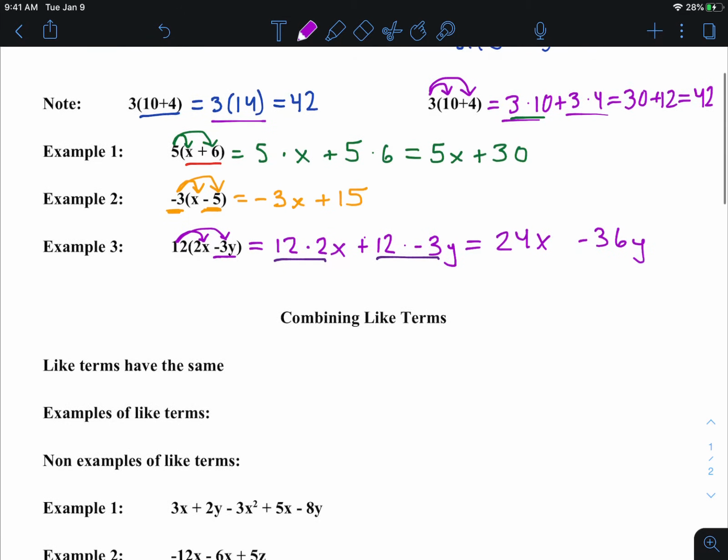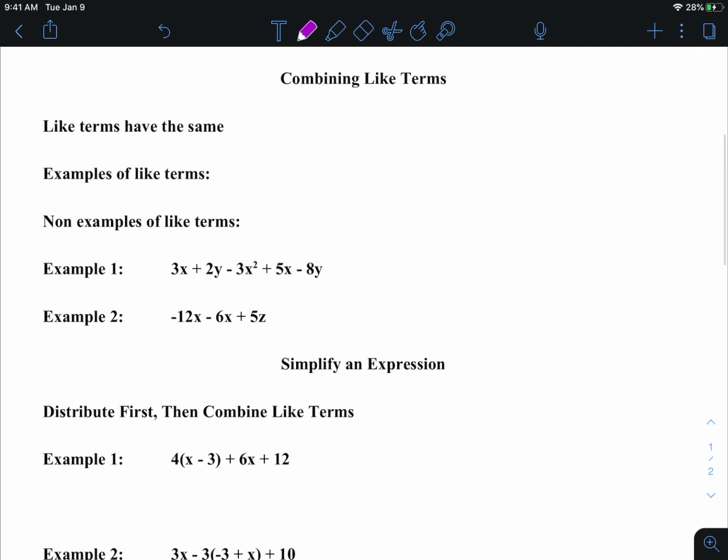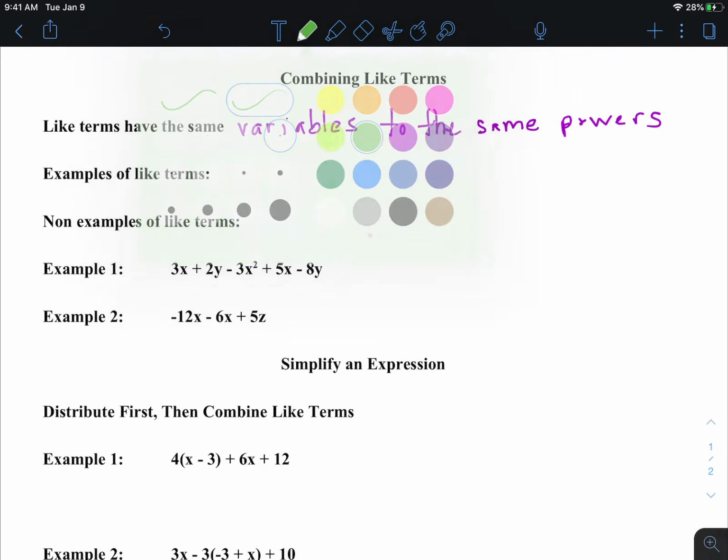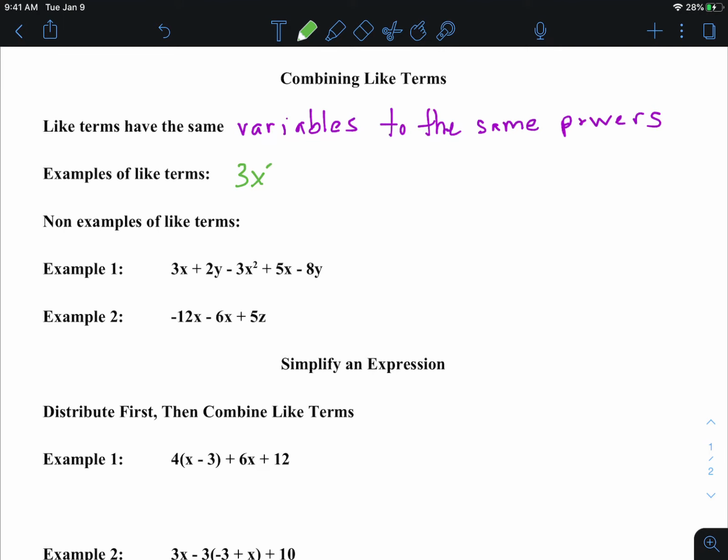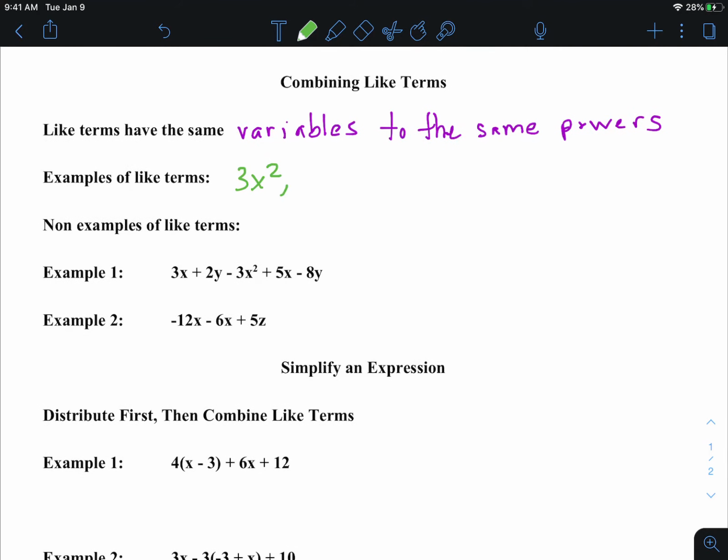Okay, next topic, combining like terms. So like terms have the same variables to the same powers, or the same exponents. So some examples of like terms: 3x squared, negative 100x squared, 5x squared. Those are all like terms. They all have an x to the same power, the power of 2.